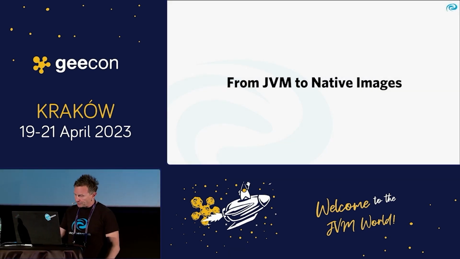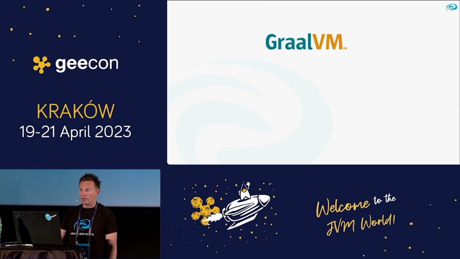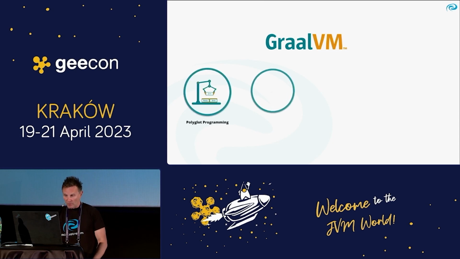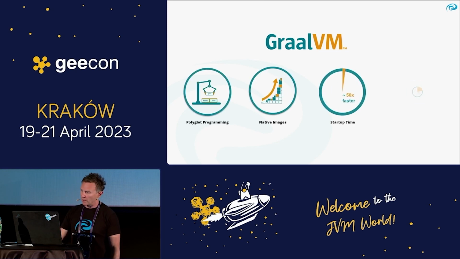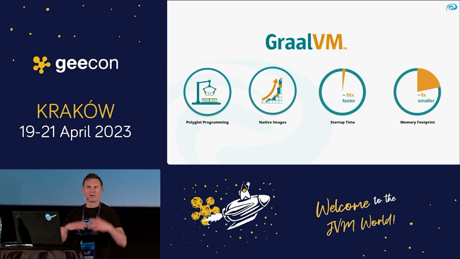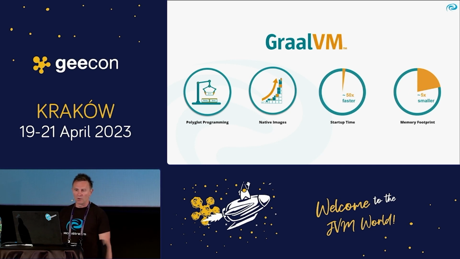What about the JVM? This was really a problem because of the warm-up time of the JVM. How should we solve that? Then Oracle came up with GraalVM, which is a very interesting project. When I heard about it for the first time, I had no idea what it actually was. It enables polyglot programming, which is super interesting.